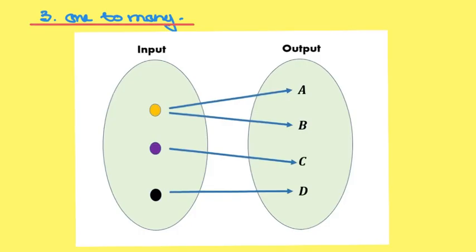The third type of mapping is a one-to-many mapping. In this type of mapping, one of the inputs maps to many of the outputs. This is not a function. So this type of mapping is not a function.